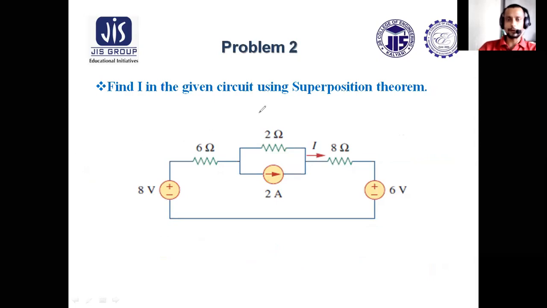Now for this problem, there are again multiple sources, so the superposition theorem can easily be applied. For this multi-source circuit, we are asked to find the current I through this 8 ohm. So let us consider the 8 volt source alone for the first time. While considering the 8 volt source, the circuit will look like this.